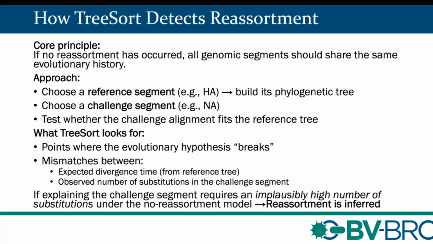You don't have to do this on a one-to-one segment basis. You can have a reference segment and then have all 8 segments as a challenge, or the other 7, or some combination of those. It looks for points where the evolutionary hypothesis breaks, like I mentioned, with mismatches between expected divergence time and the observed number of substitutions. If explaining that challenge segment requires an implausibly high number of substitutions, then reassortment is inferred.